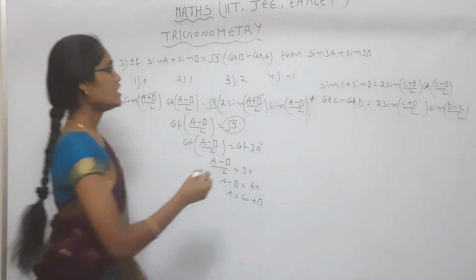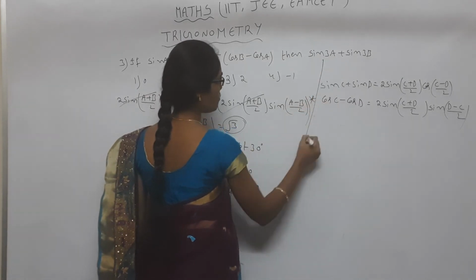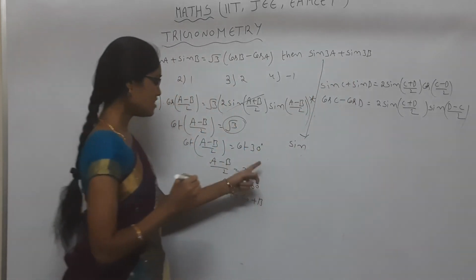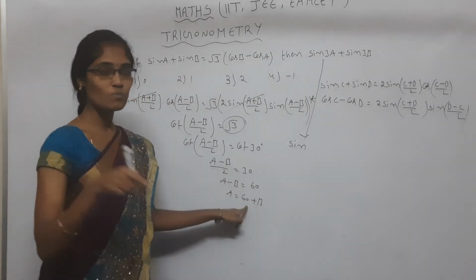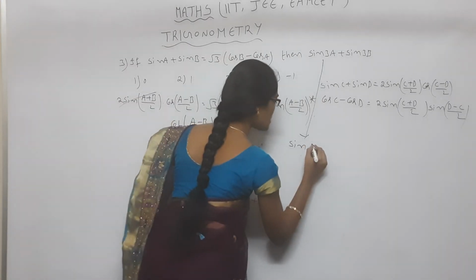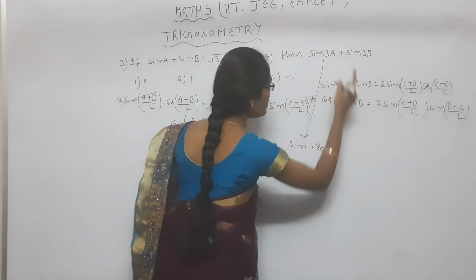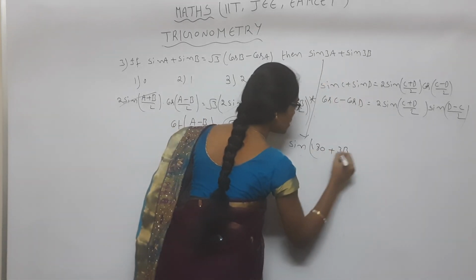Now come here, sin 3a plus sin 3b value. Now we want sin 3a. In this a place, I am writing 60 plus b. So 3 into 60 plus b is 3 into 60, which is 180, plus 3 into b, 3b. Understood?